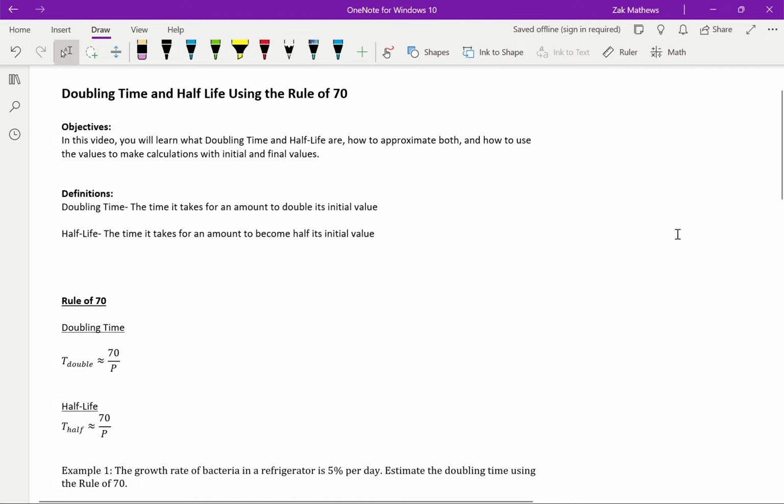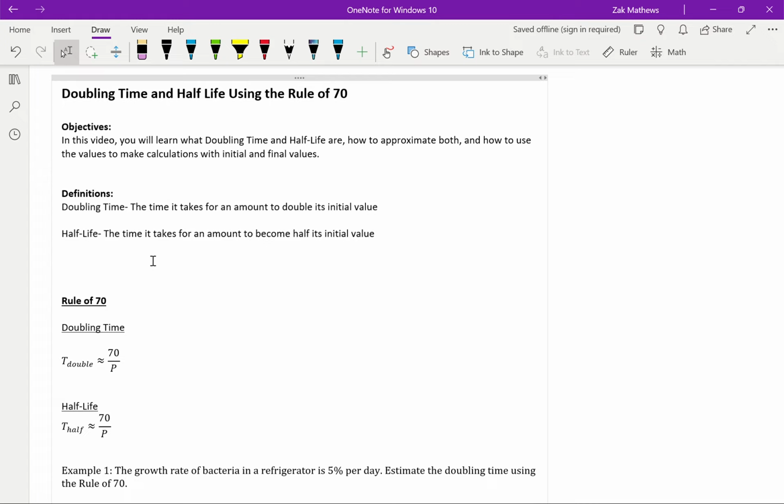It could be some sort of substance, some sort of molecule or atom. It could be a population, a number of animals. It could be any number of things. Anything that we're trying to measure that grows exponentially or shrinks exponentially, decays, that will have a doubling time or a half-life. Doubling time, how long it takes for it to double. The half-life, exact same idea. It's the time it takes for an amount to become half of its initial value.